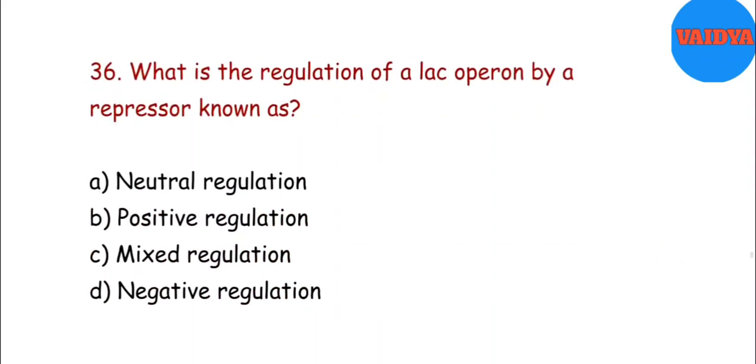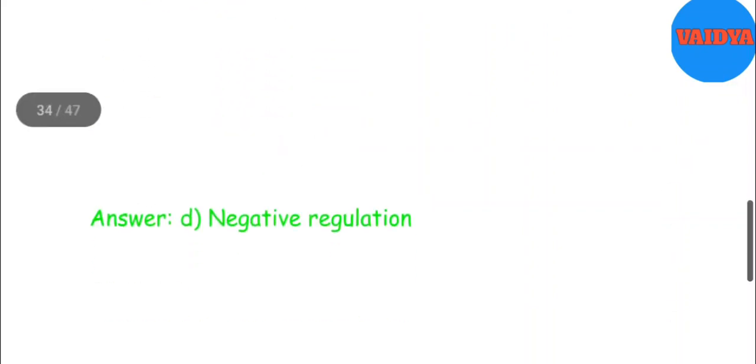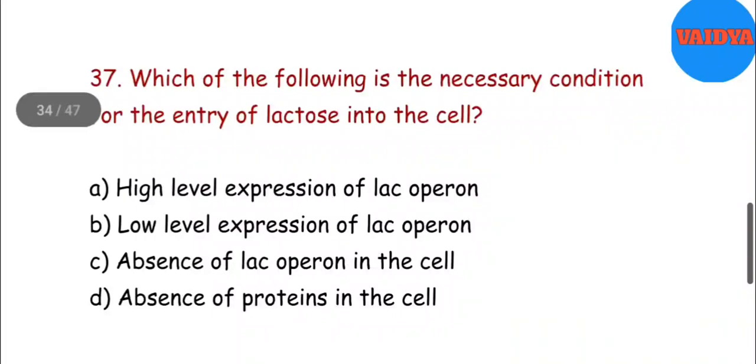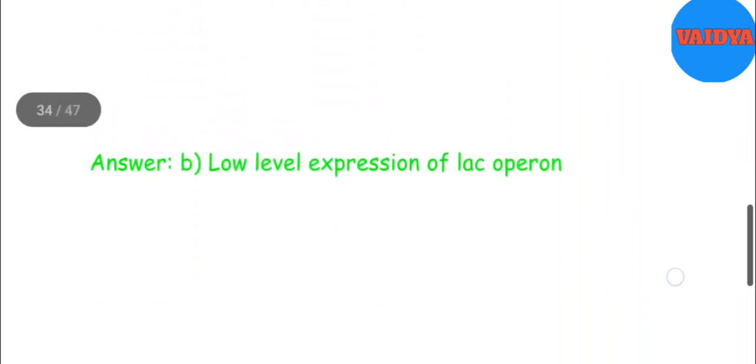36. What is the regulation of a lac operon by a repressor known as? A. Neutral regulation. B. Positive regulation. C. Mixed regulation. D. Negative regulation. Answer. D. Negative regulation. 37. Which of the following is the necessary condition for the entry of lactose into the cell? A. High-level expression of lac operon. B. Low-level expression of lac operon. C. Absence of lac operon in the cell. D. Absence of proteins in the cell. Answer. B. Low-level expression of lac operon.